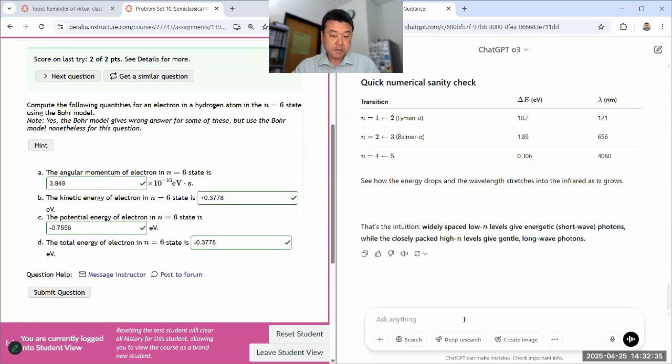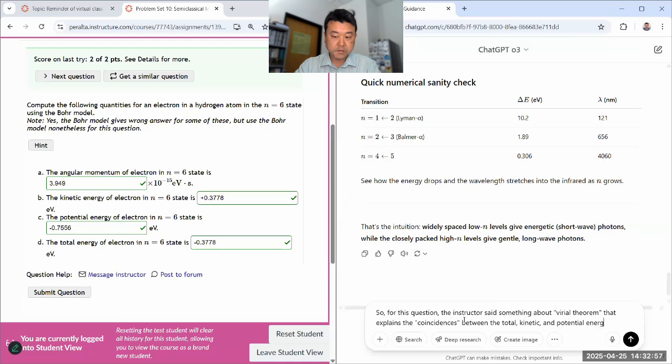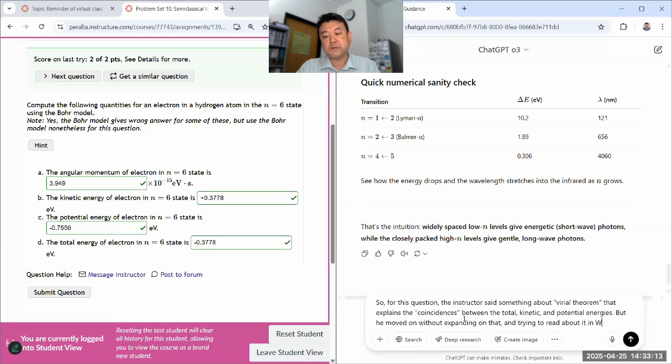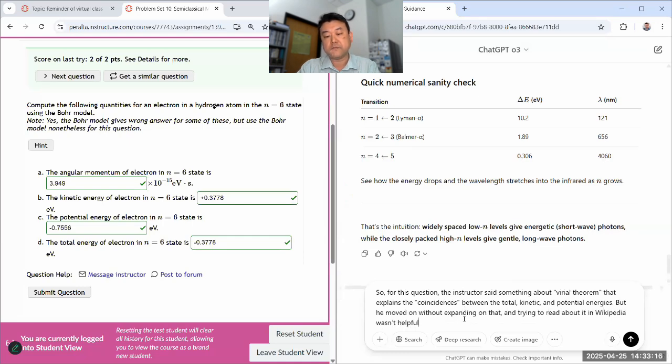in some of the videos. So for this question, the instructor said something about the virial theorem that explains the coincidences between the total kinetic and potential energies, but he moved on without expanding on that, and trying to read about it in Wikipedia wasn't helpful. Can you help, Ken?